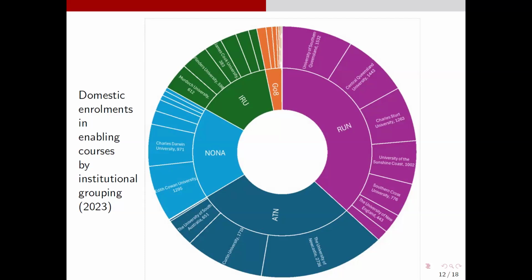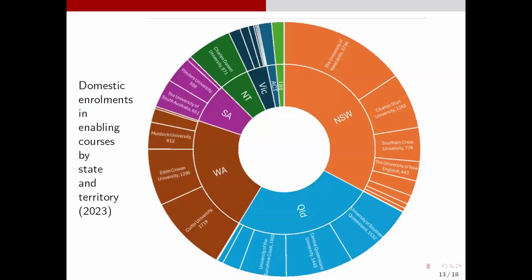So it is a genuine equity problem, being from the regions. They just don't have the resources available in general that students from the cities have. So the regional universities take a lot more students in for enabling courses. I'm not sure that there's anything else that's really of note in that diagram.